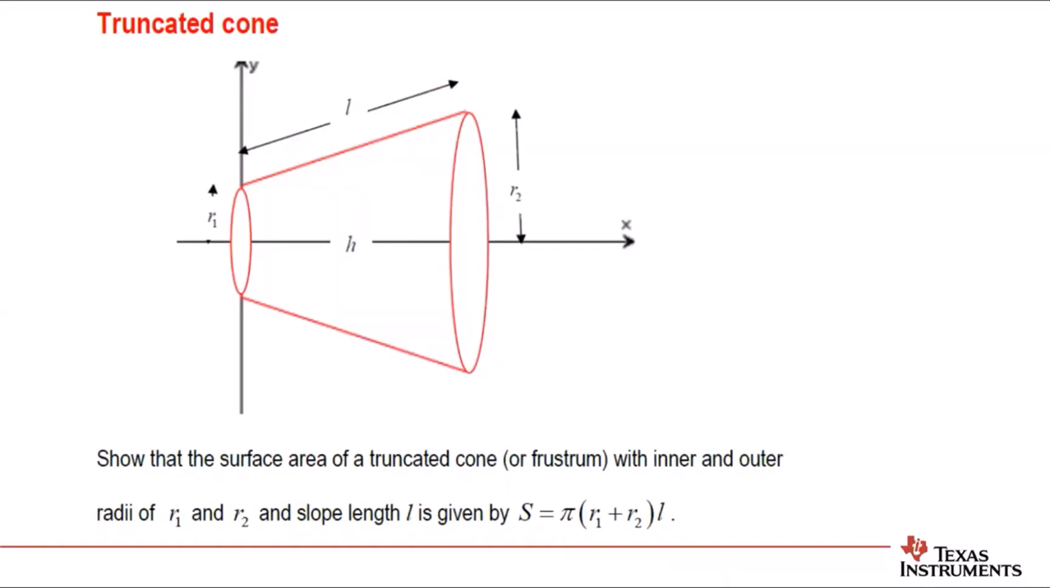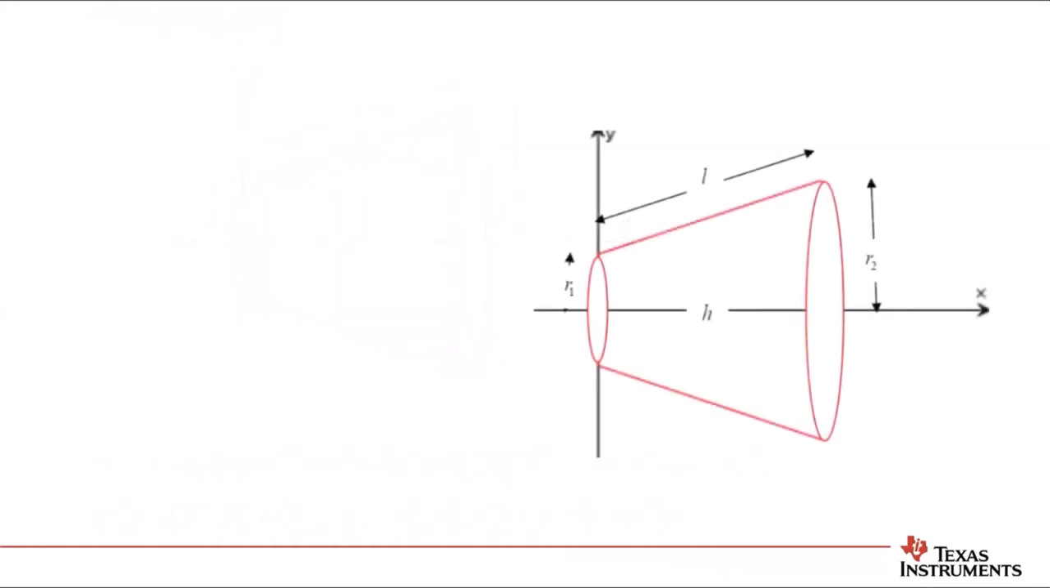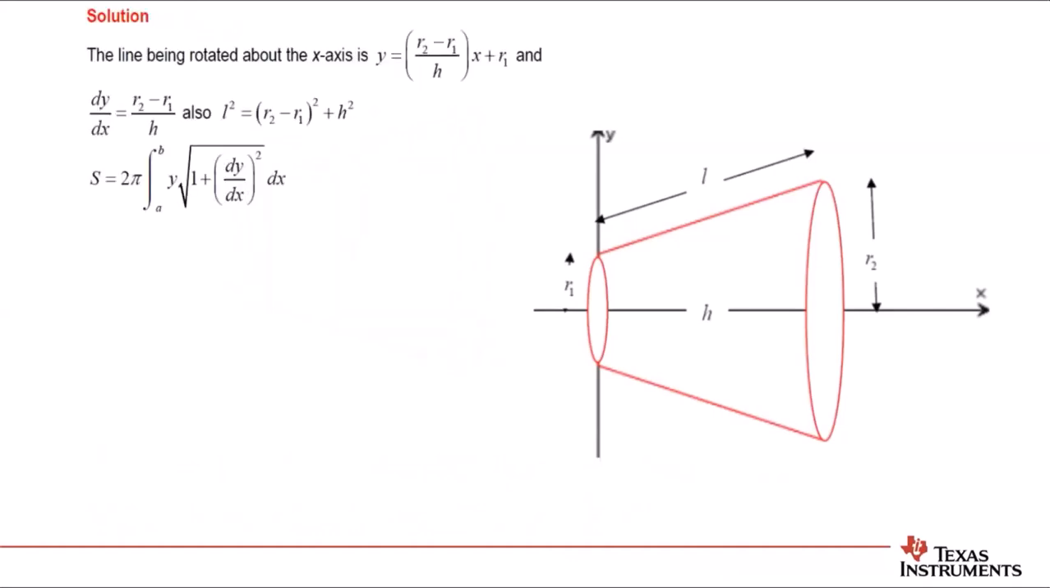So what line am I actually rotating around the x-axis this time? The upper line there. Well, what's the gradient of that line? The gradient of that line is r2 minus r1 over h, and it passes through the y-axis at y equals r1. So we've got its equation there: y equals (r2 minus r1) over h, times x, plus r1. The gradient, dy/dx, is just m, which is (r2 minus r1) over h.